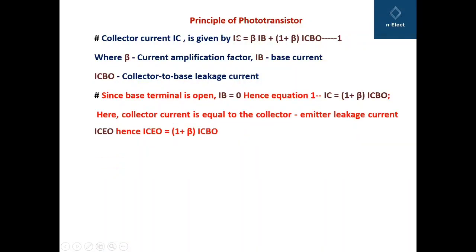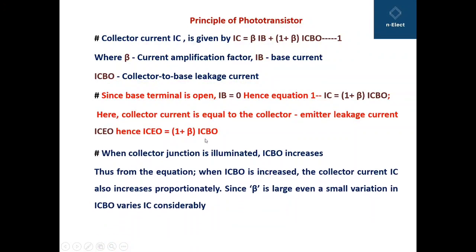Since the base terminal is open in a phototransistor, there will be no base current, and hence IB equals 0. When we put IB equal to 0 in equation number 1, it becomes IC equals (1 + beta) ICBO. Here the collector current IC is equal to the collector emitter leakage current, and hence we can replace IC by ICEO. Hence we can rewrite this equation as ICEO equals (1 + beta) into ICBO.